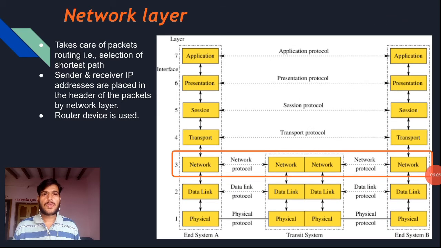The next layer is what? The network layer. The network layer takes care of packet routing. Let us consider one example. Suppose I have to transfer certain products from city A to city B. There will be several paths to travel from city A to city B. So what will I choose? I will choose the shortest path to deliver my products. And if the shortest path has more traffic, then I will take another route to deliver my products.